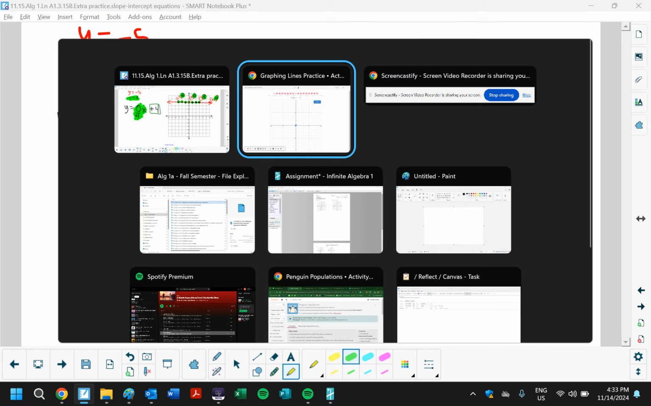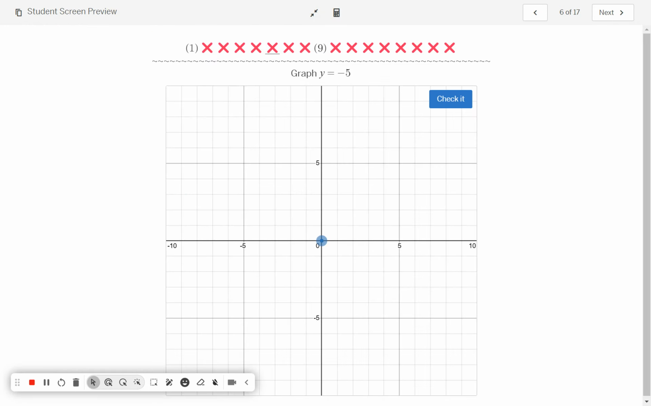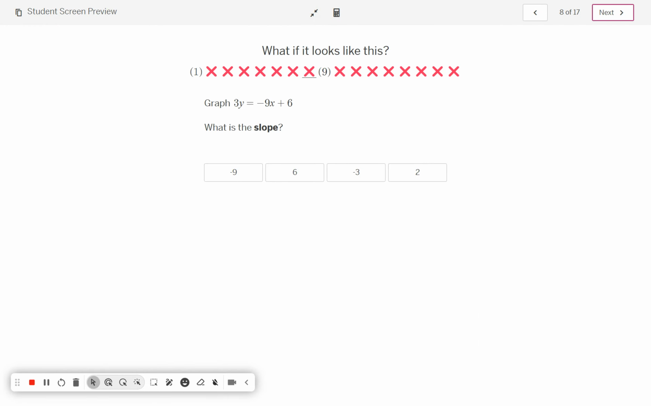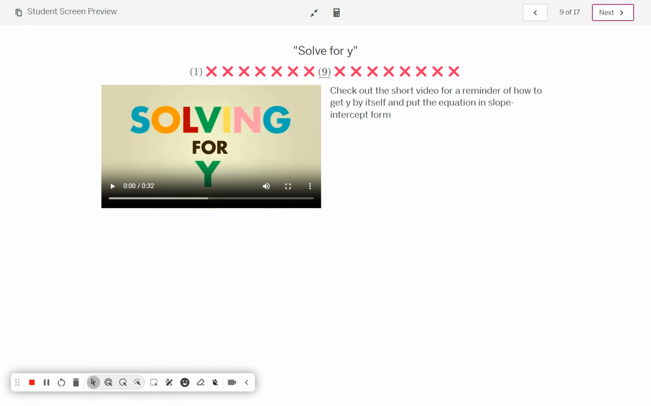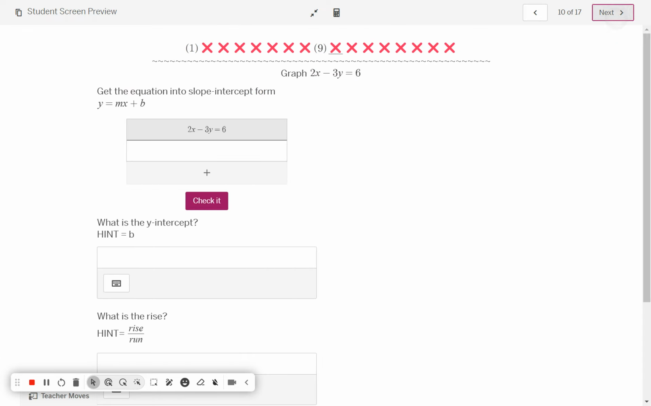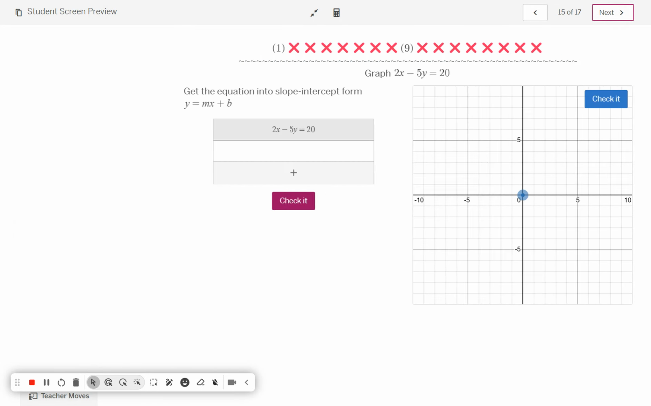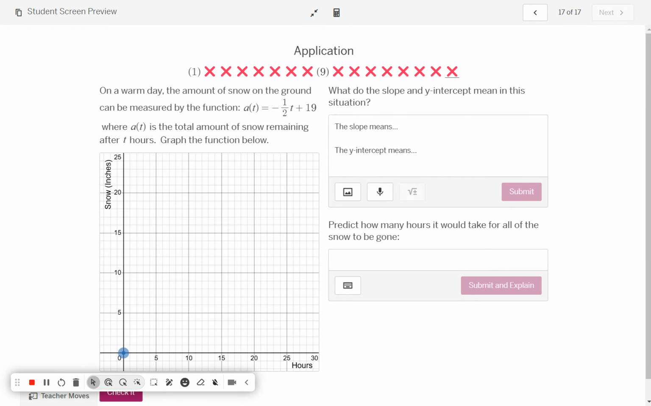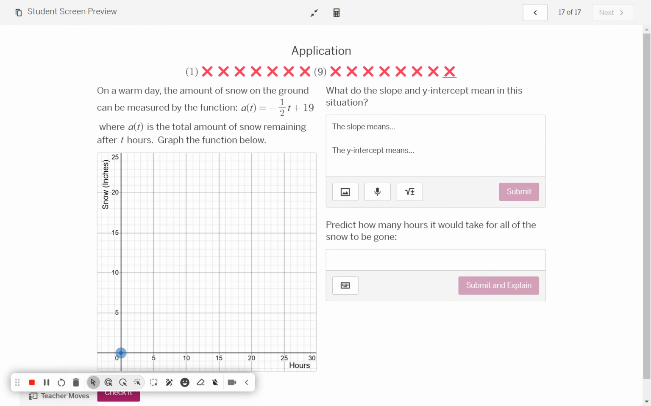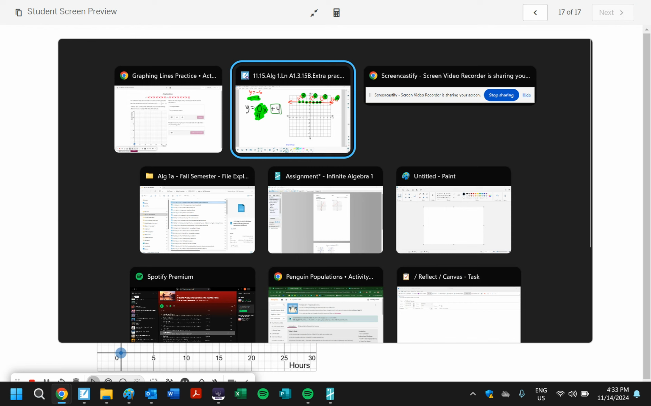So I wanted to help you out with that one, and then you're going to start noticing, wait a second, what if it doesn't say y equals? They have a little video for you to watch, similar to what I've done earlier, helping you through some more. And then I'm going to pop you all the way to number 17, where it's going to show you some funky stuff. Look at that, A of t is equal to negative 1/2 t plus 19.